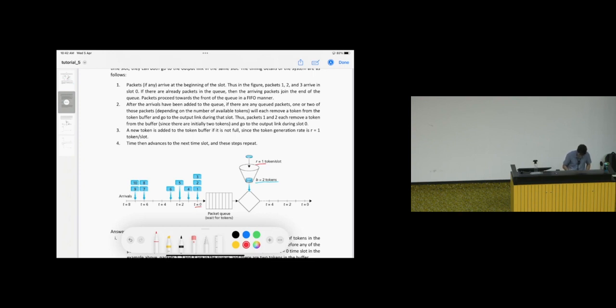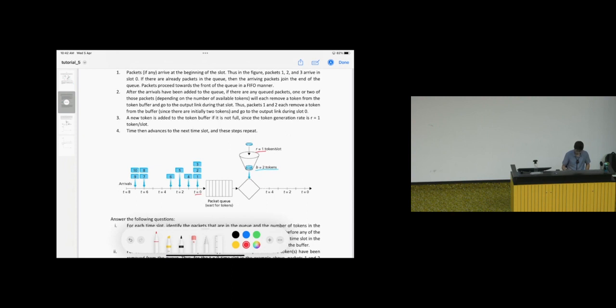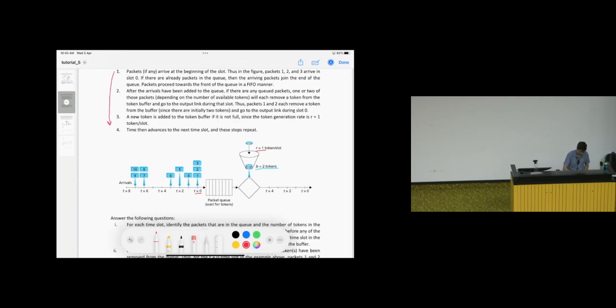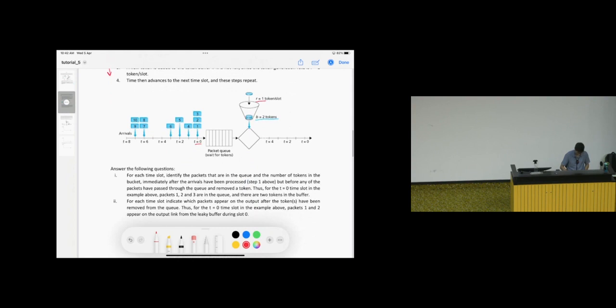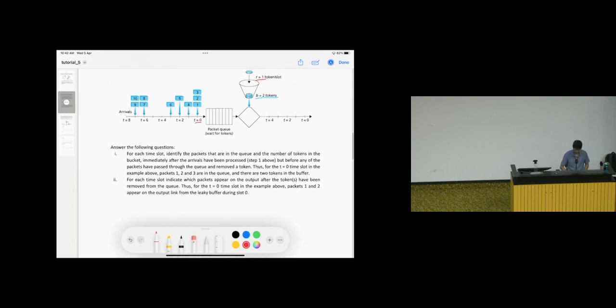So 3, a new token is added to the token buffer if it is not full, since the token generation rate is R equals 1. This is what we already know from leaky buckets. And time then advances to the next time slot, and these steps repeat. So this gives me the order of what happens in the system. And this is just like an ordinary token bucket with a capacity of 2 and a token arrival rate of R equals 1. And we also have a first in, first out filter here.